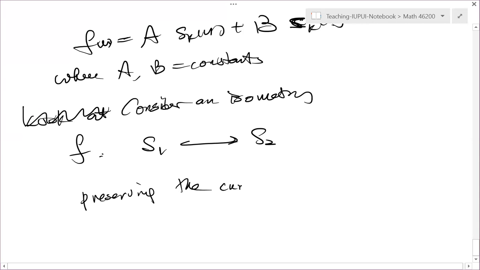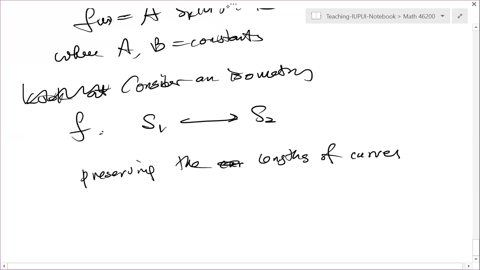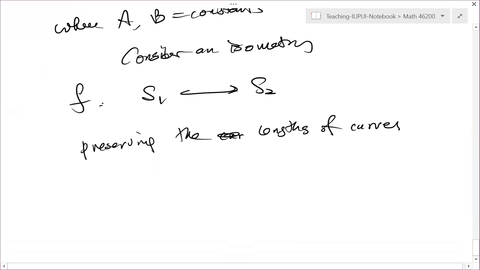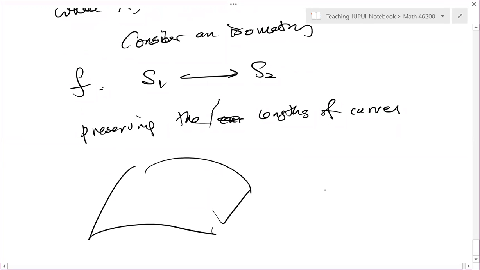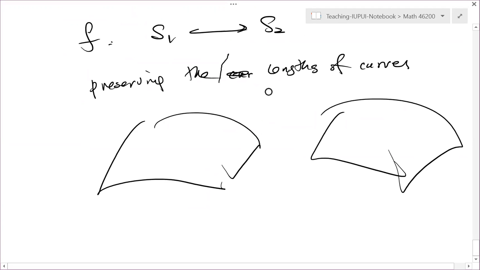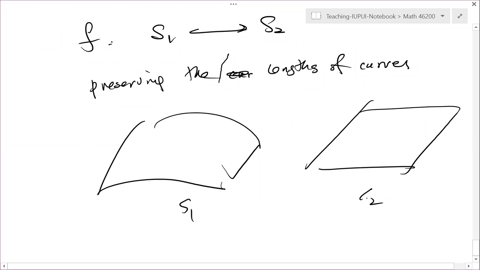Preserving the length of curves. Isometry, yes, length of the curves. So that means it's a diffeomorphism that preserves the length of curves. This implies, if this is a surface, that's another surface. Maybe the other one is flat, so I don't need to draw the similar one. I just draw it like that. S1, S2.